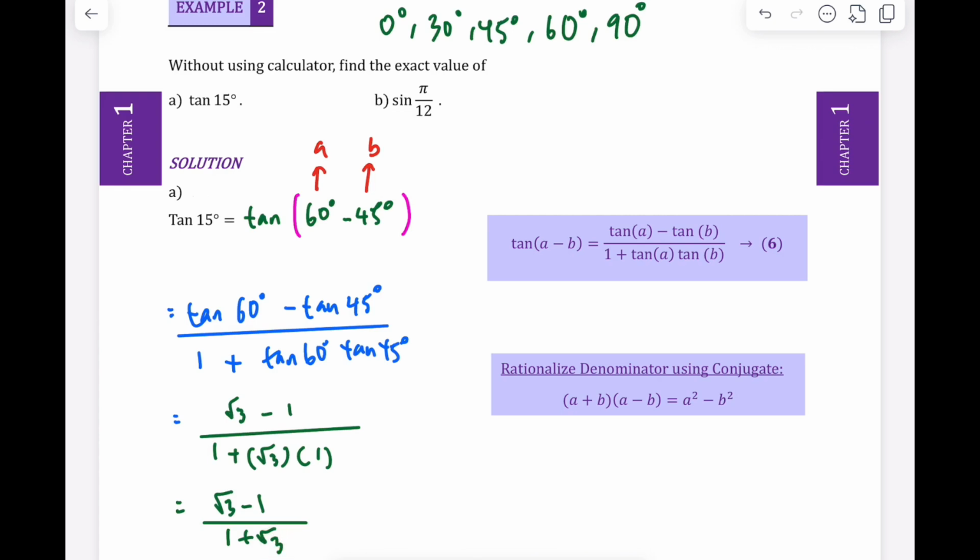So obviously, you need to multiply by the conjugate. Conjugate for 1 plus root 3 is 1 minus root 3. So multiply both of the conjugate in numerator and also denominator. So simplify that. Finally, your answer will be 2 minus root 3.